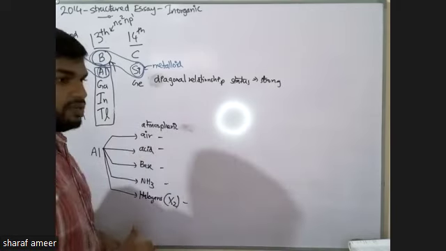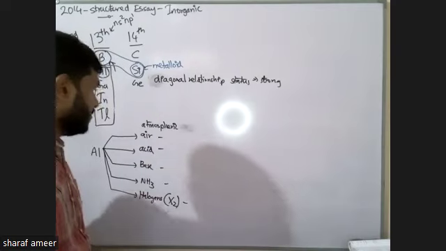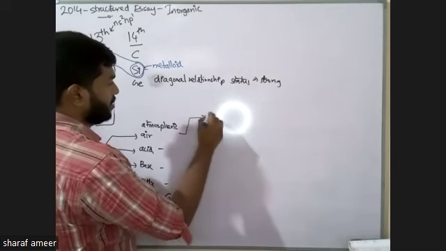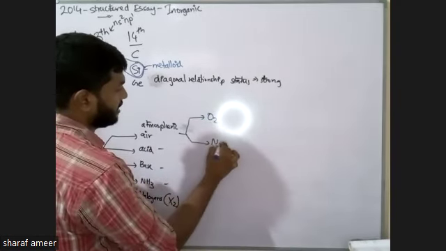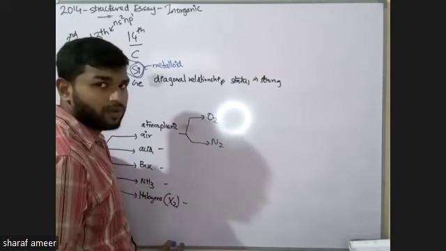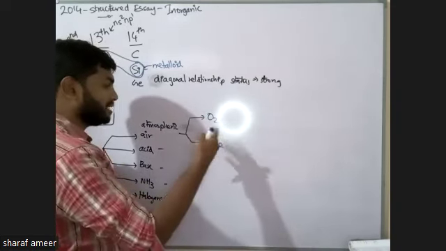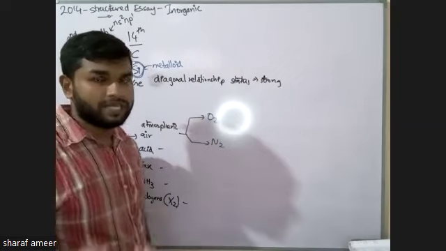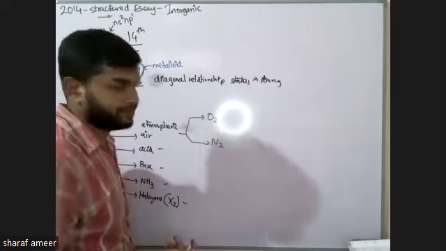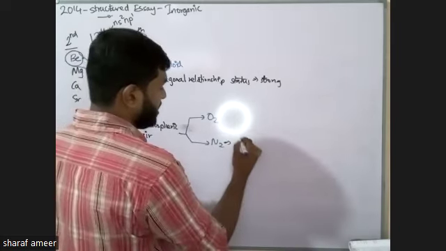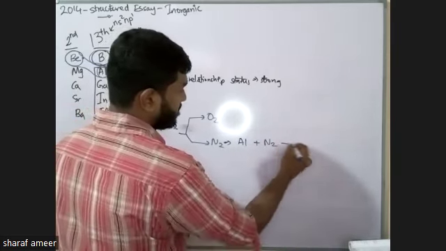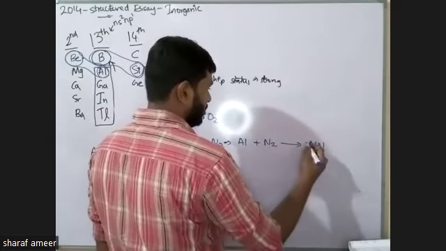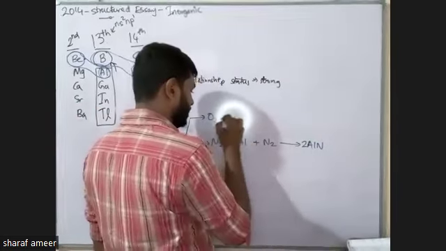So let's see the aluminium's reactions. In air, we have a major proportion of oxygen gas, and then we have nitrogen gas. Nitrogen gas has the highest percentage in the atmosphere here, right? So aluminium can react with nitrogen gas to give aluminium nitride. So this is a balanced chemical equation.